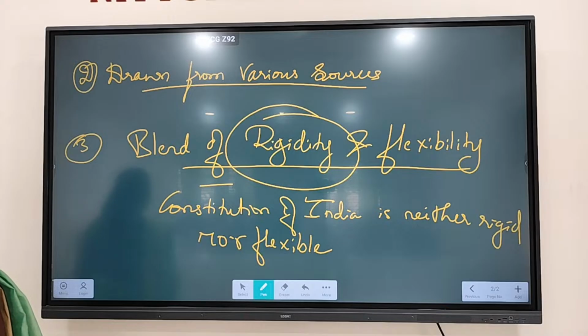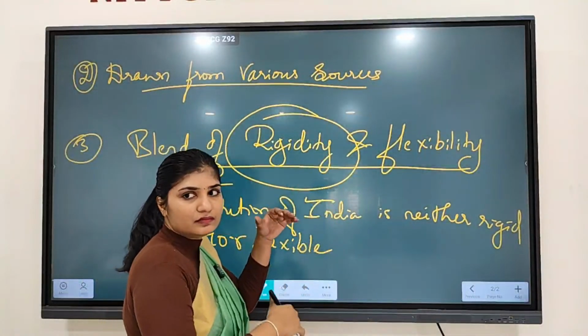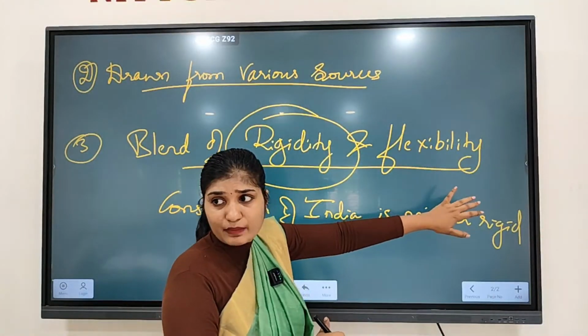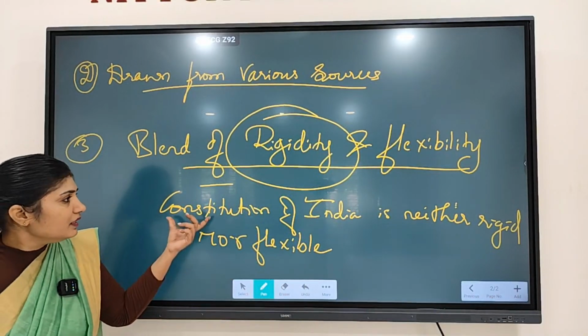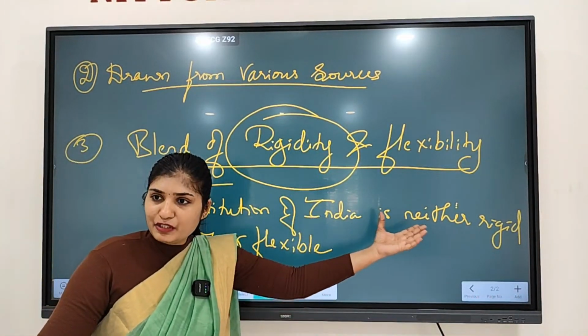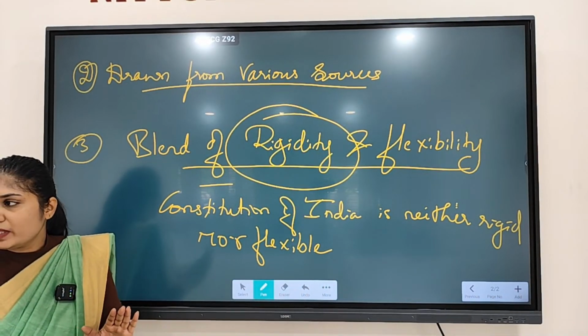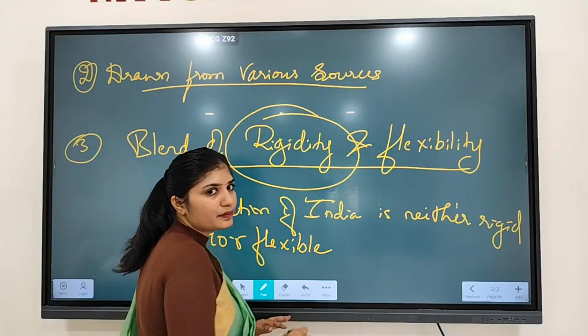Rigid means very strict, very difficult. Flexibility means a bit easy. Here, our Constitution acts as rigid, but it won't act as rigid also, and it doesn't act as flexible also. That is what we will see in this statement: the Constitution of India is neither rigid nor flexible. Let us see why it is not rigid and why it is not flexible.